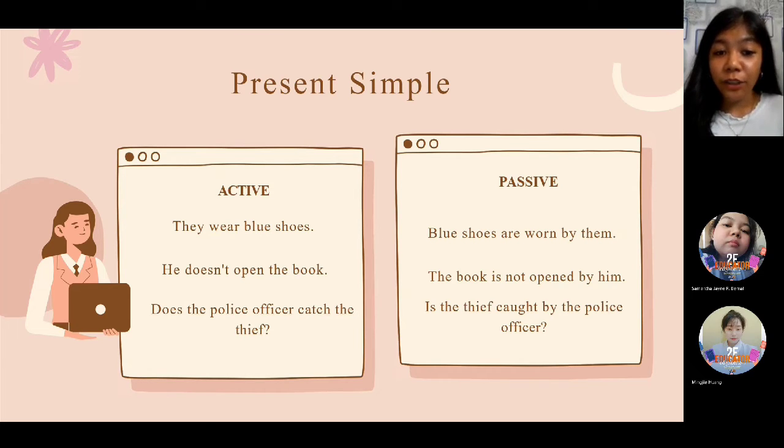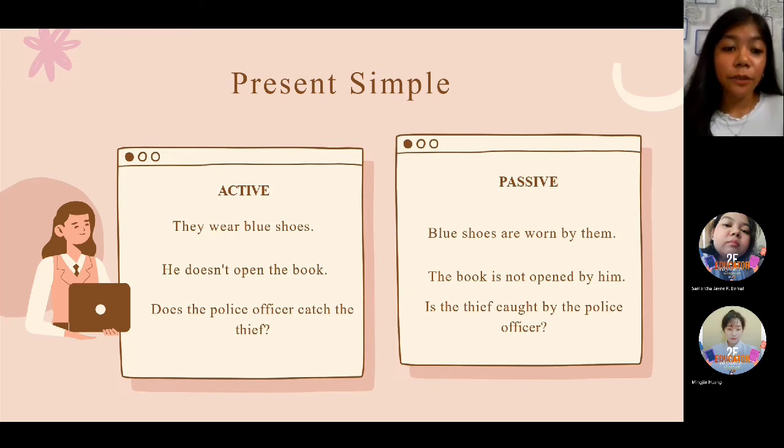So our subject in the first sentence became our agent in the passive sentence, and our object in the active sentence became our subject in the passive sentence, and we change our verb into a past participle, which is worn. That's good, class. On our second sentence, he doesn't open the book. When we form it in the passive sentence, the book is not opened by him.